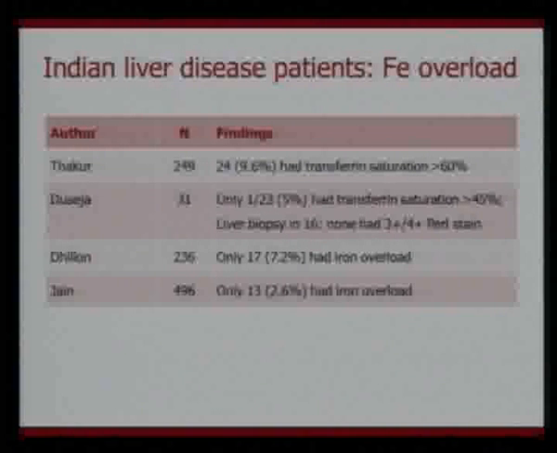They also did biopsy in 14 people. None of them had grade 3 or grade 4 staining for iron. Other studies, again, one from Delhi, one from our institution, found the proportion of iron overload was very low, and none of these people had the C282Y mutation.